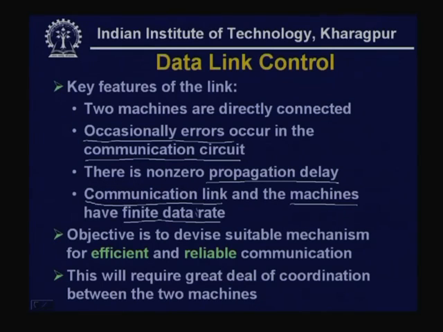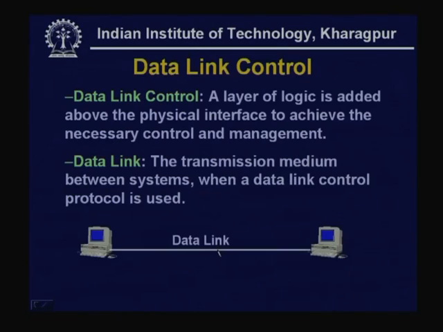Obviously, in this scenario, our objective is to devise a suitable mechanism for efficient and reliable communication, using the unreliable transmission link that we are using. And this will require a great deal of coordination between two machines, and this coordination is represented by the data link control protocol.